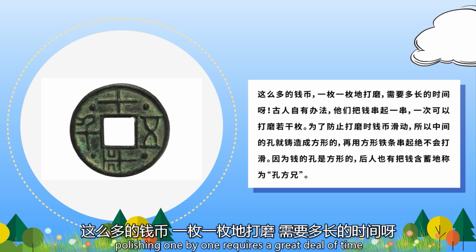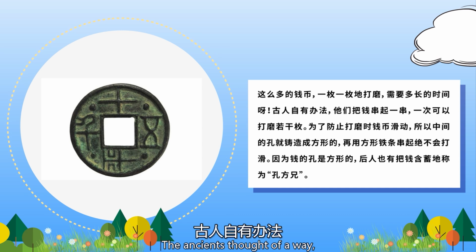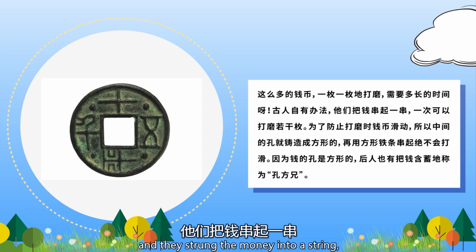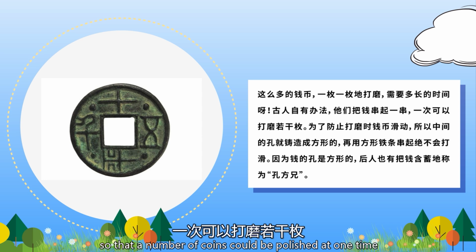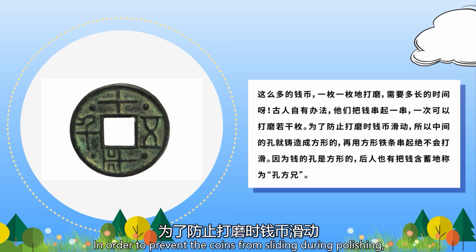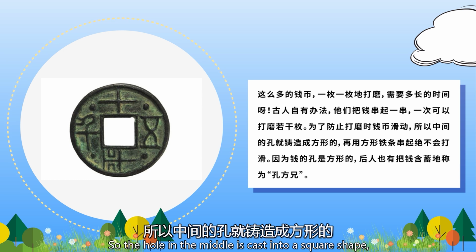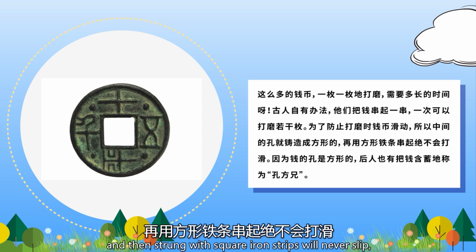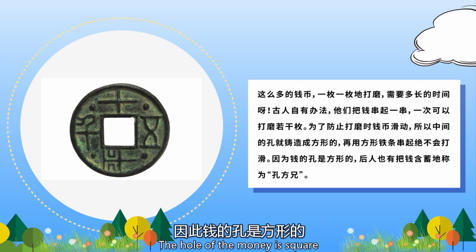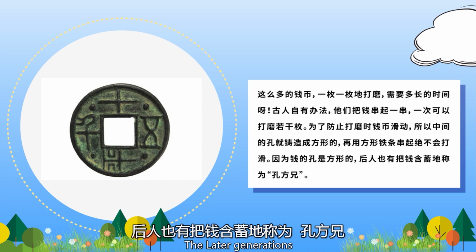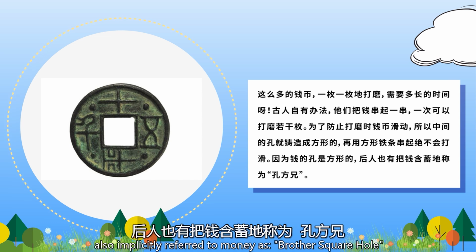With so many coins, polishing one by one requires a great deal of time. The ancients thought of a way, and they strung the money into a string so that a number of coins could be polished at one time. In order to prevent the coins from sliding during polishing, the hole in the middle is cast into a square shape, and then strung with square iron strips will never slip. The whole of the money is square. The later generations also implicitly refer to money as brother square hole.